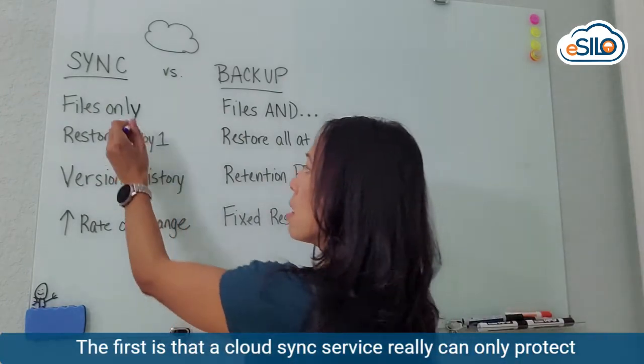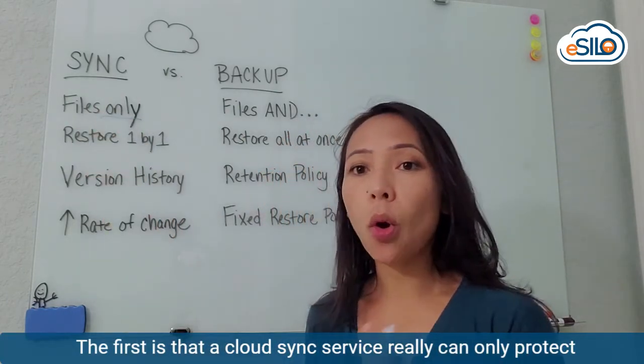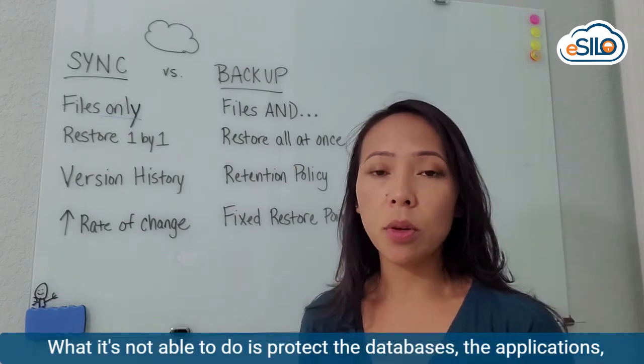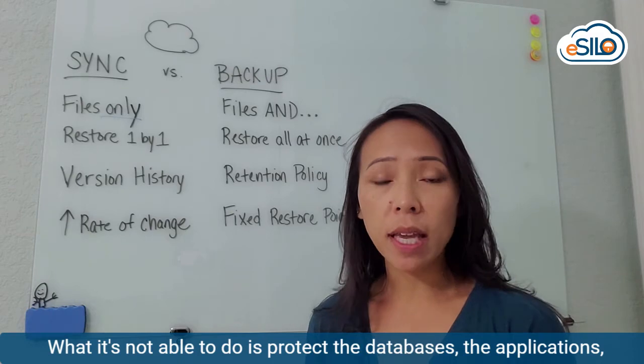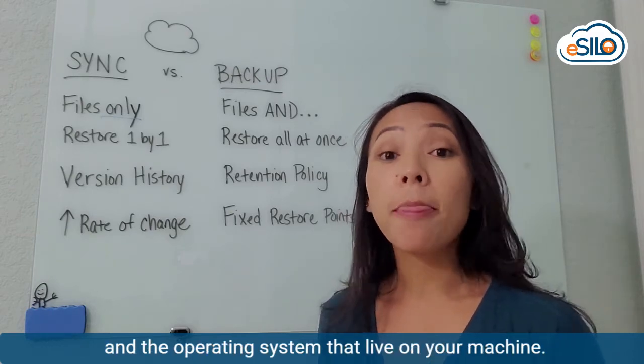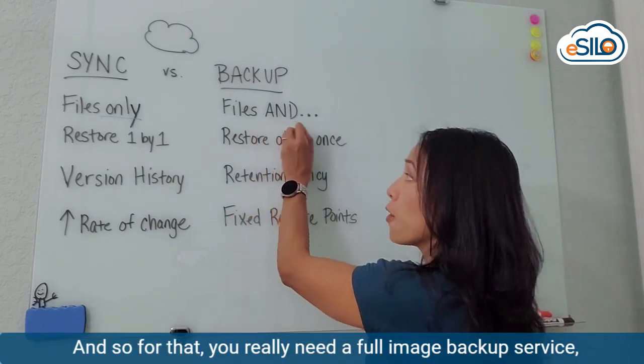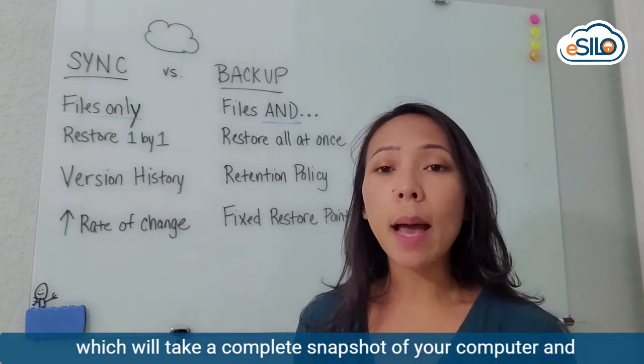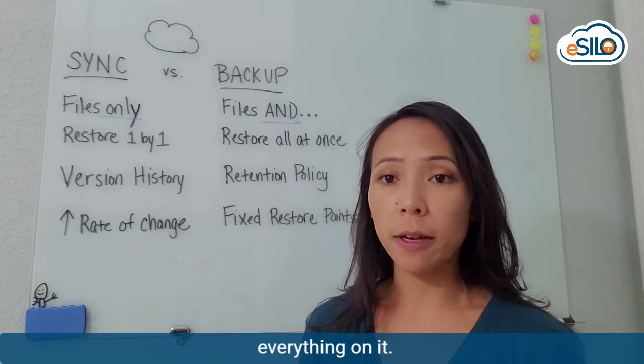The first is that a cloud sync service really can only protect your files or your documents. What it's not able to do is protect the databases, the applications, and the operating system that live on your machine. And so for that, you really need a full image backup service, which will take a complete snapshot of your computer and everything on it.